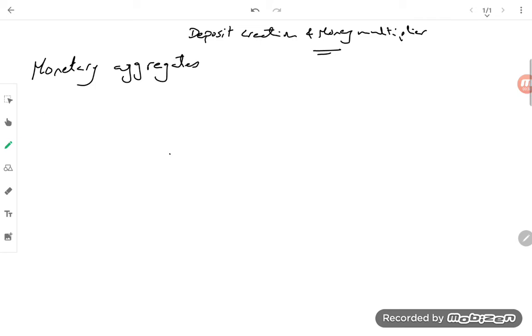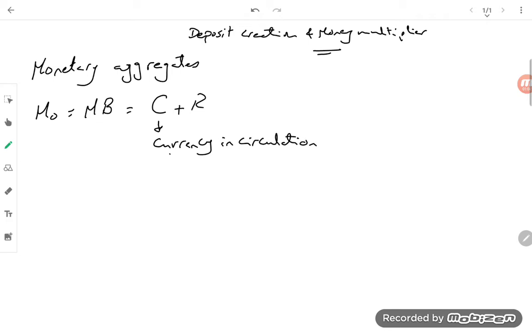There are three main monetary aggregates. Number one, M0, or can be written as MB, which is the monetary base, which is calculated as C plus R, where C is the currency in circulation, which is paper money and coins. And R is reserves.